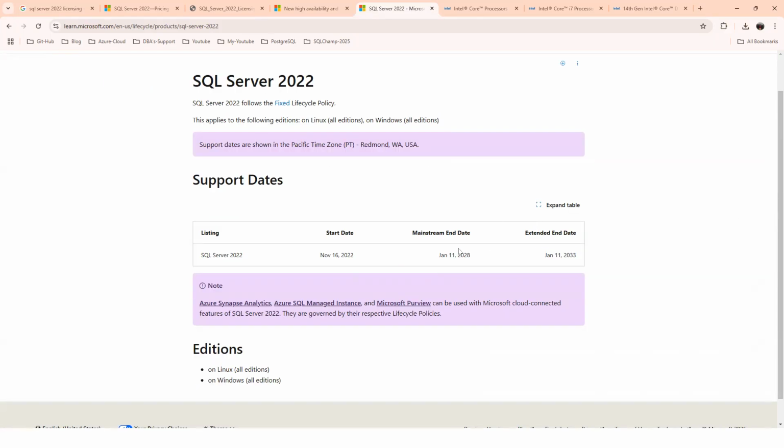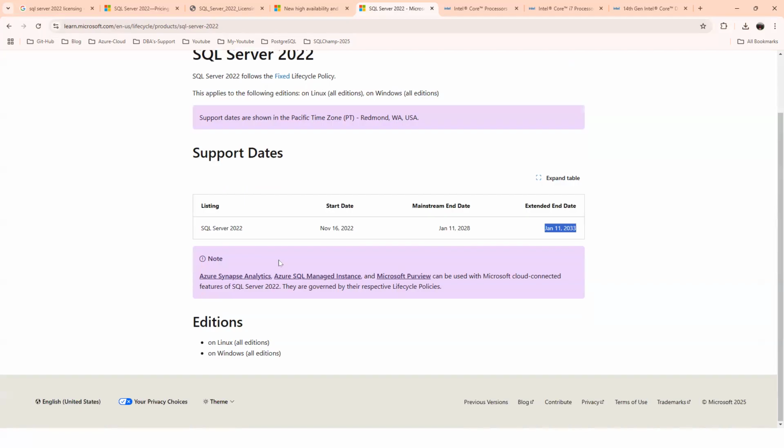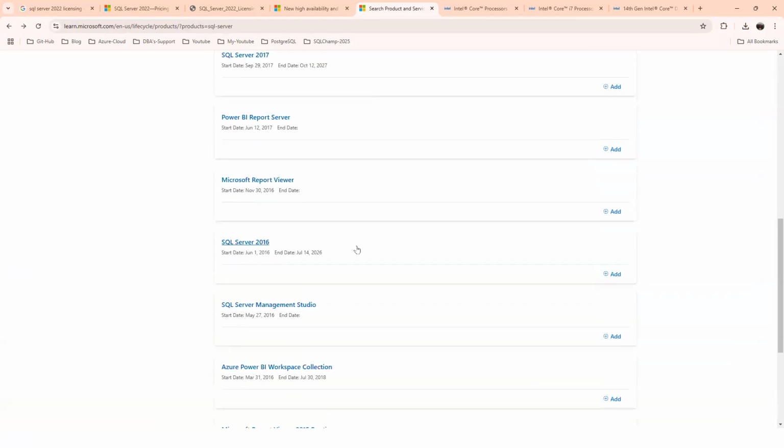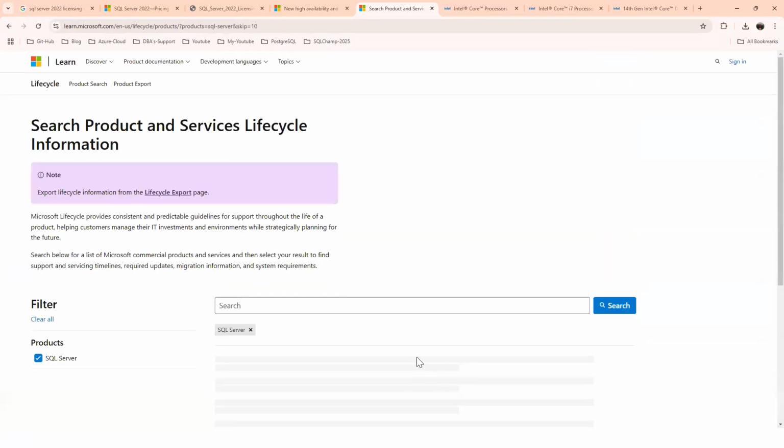So when you are going to purchase a product, for that product, Microsoft is going to provide the mainstream support, and Microsoft is also going to provide the extended support as well. So overall, 10 years Microsoft is going to support for us for every version. How many years Microsoft is supporting? For almost 10 years.